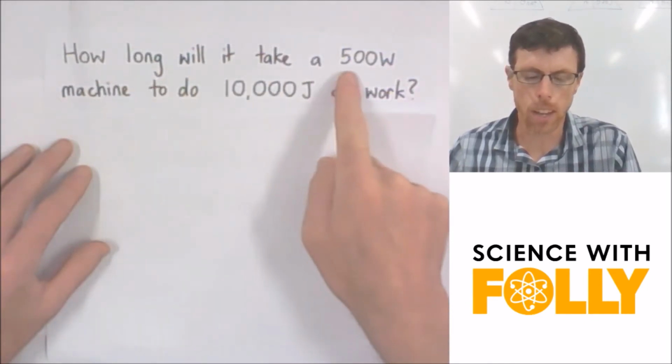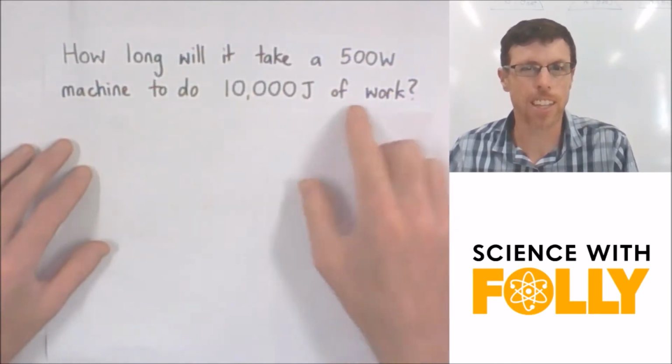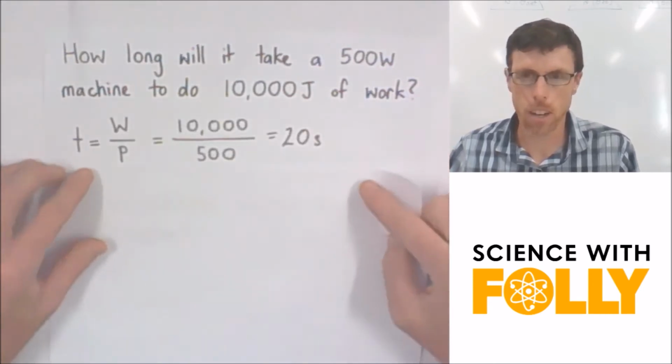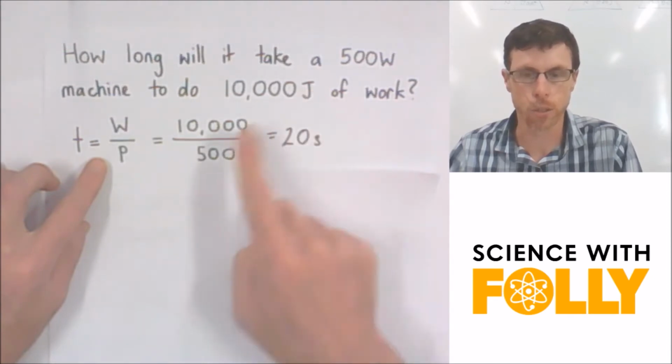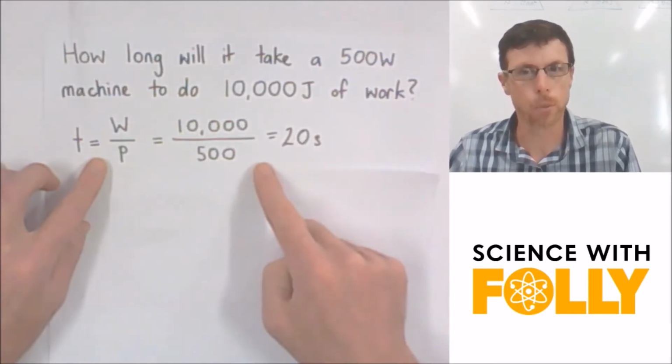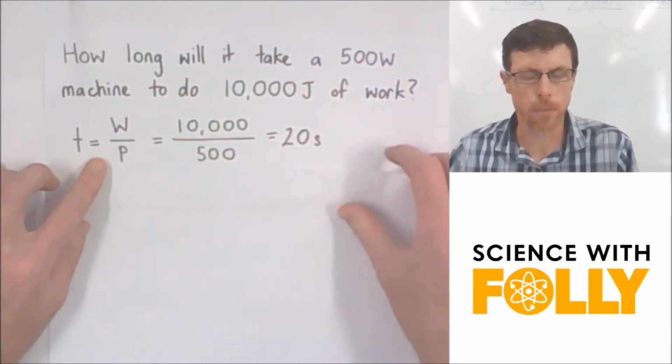And finally, let's use the formula to calculate time. So how long will it take a 500 watt machine to do 10,000 joules of work? Well, time equals work divided by power. And in this case, I've got 10,000 joules of work divided by 500 watts. It gives us 20 seconds.